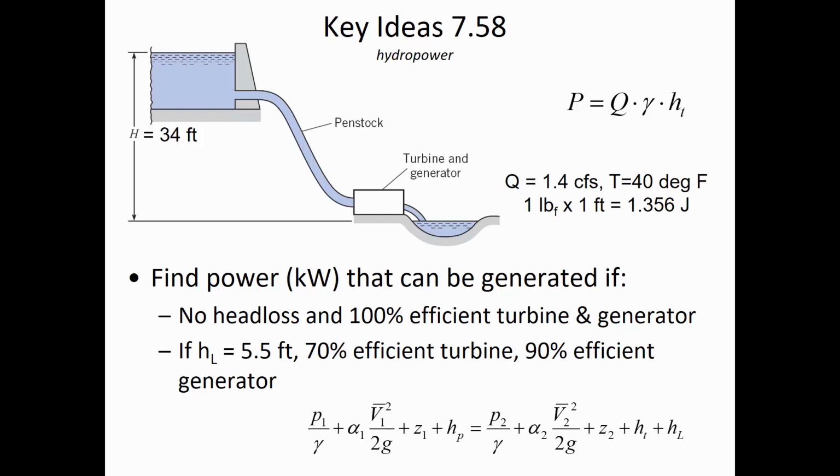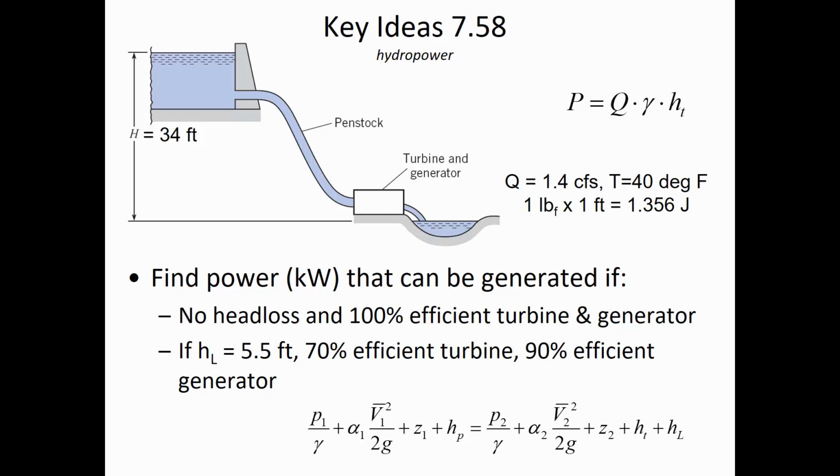And then the turbine head that can be extracted if there's 100% efficiency and no head loss would be 34 feet. But the units are feet. So the cubic feet in the numerator and the cubic feet in the denominator cancel out. So what we have is a foot-pound per second. And of course, you may already know that there's 550 foot-pounds per second in a horsepower, but here we don't want to know the power in terms of horsepower.